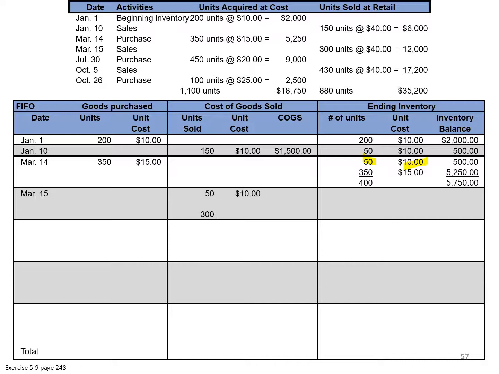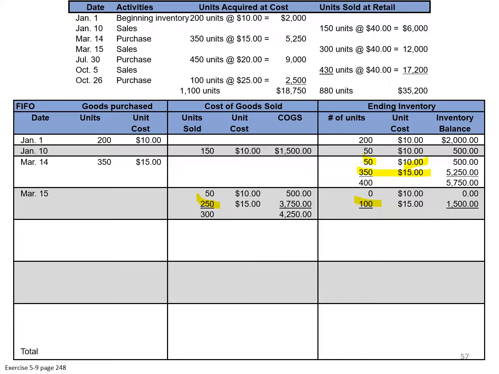And then we need to sell another 250 to get to 300. So we're going to sell 250 of our 350 purchase here, right? At $15 each for a total of $3,750, which means we have 100 left. We started at 350, we sold 250, so we have 100 left at that $15 price point for a total ending inventory of $1,500.